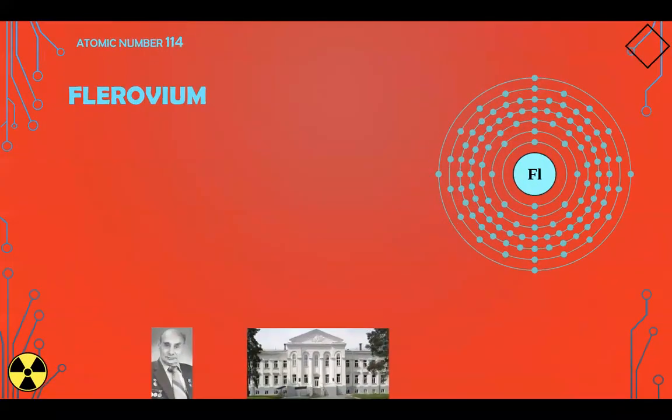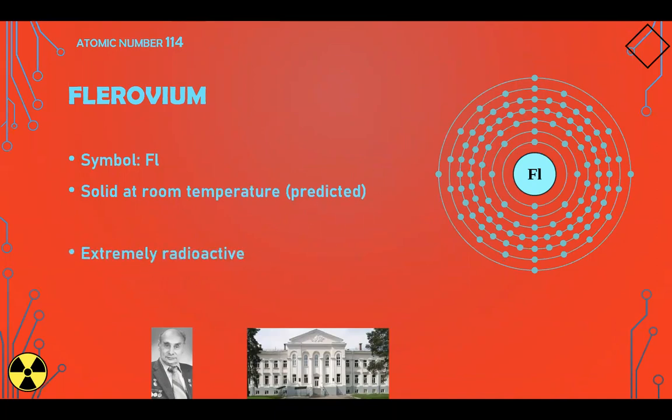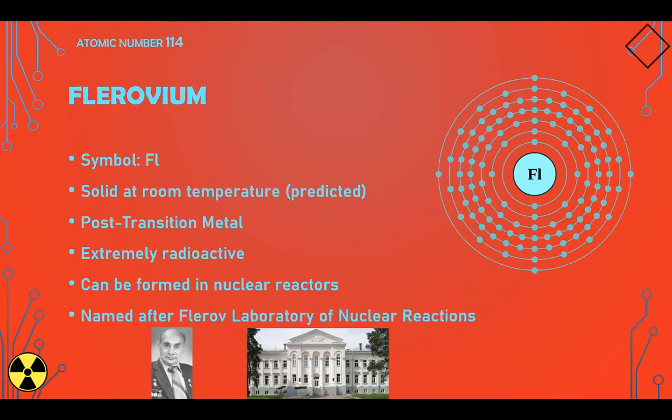Pretty cool. Flerovium. Flerovium's symbol is Fl. It's a solid at room temperature. That's what's predicted. It is extremely radioactive. Flerovium is a post-transition metal. It can be formed in nuclear reactors, as I explained. And it's named after the Flerov Laboratory of Nuclear Reactions. Just look at the scientist's eyebrows.